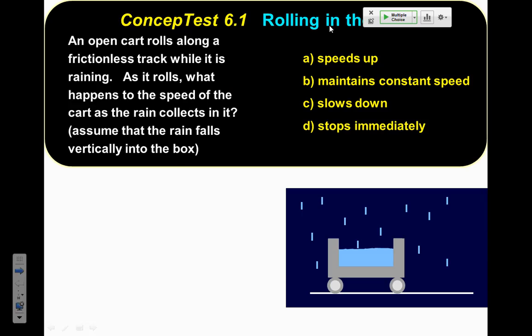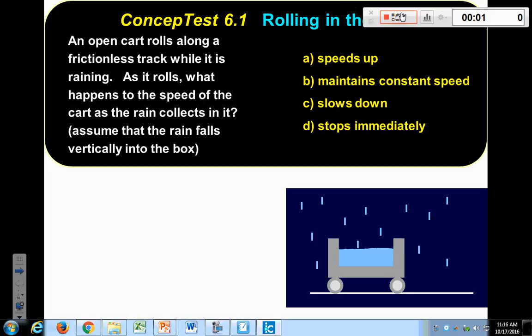Did we do this one? I think we started to do it, but let's do it anyway. I'm not sure if y'all saw the answer or not, but let's try this one out. Here you have a cart that rolls along. Rain falls into the cart, and we want to know what happens to the speed of the cart. Does it speed up? Does it maintain constant speed, slow down, or does it stop immediately? It's also important that the rain falls vertically into the box. I'll tell you why.